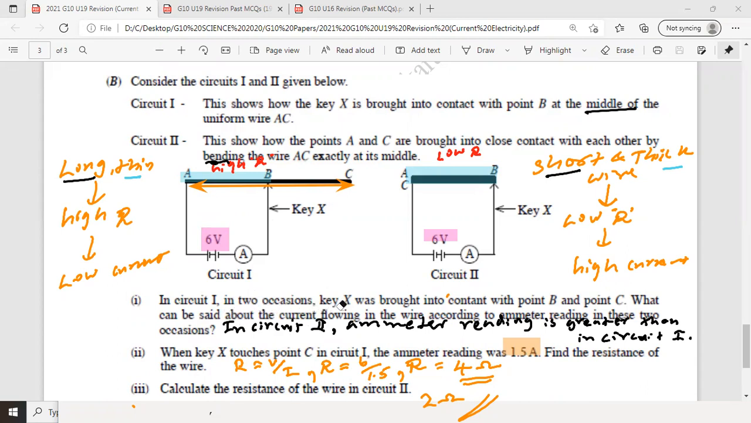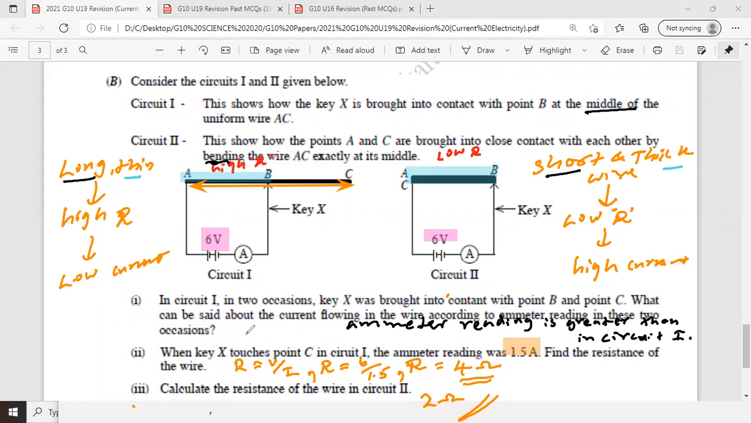In circuit 1, in 2 occasions, X key was brought in contact with point B and point C. At point B, ammeter reading is greater. So I'll write here, yeah, what you're saying is correct. Very good. When key X was brought into contact with point B, you can write at point B the ammeter reading is higher.